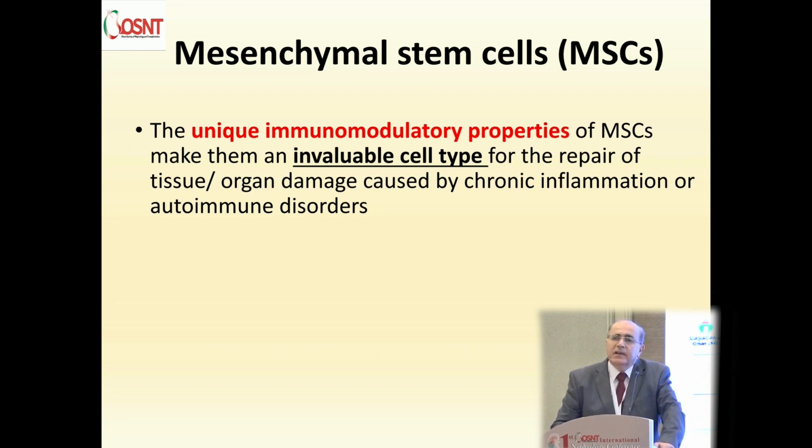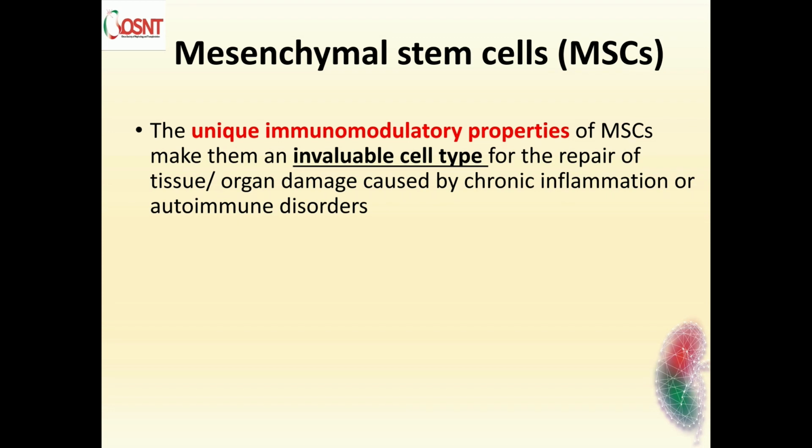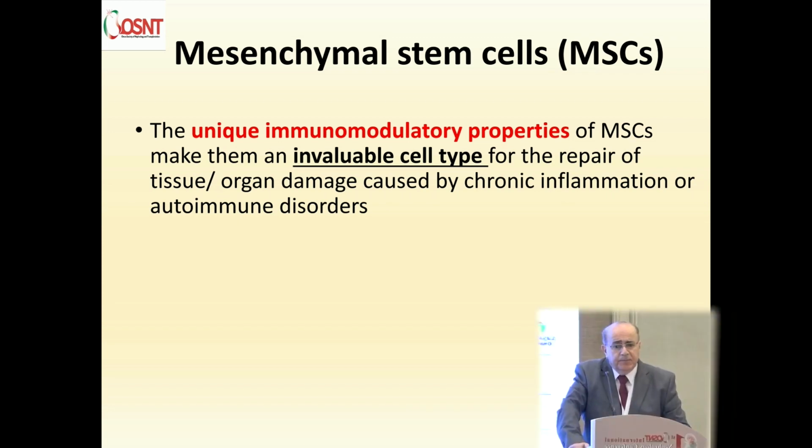Now, let's talk about mesenchymal stem cells. These are unique immunomodulatory cells. The unique properties of these cells make them an invaluable cell type. It's very important, especially with respect to the future of tissue engineering, for the repair of tissue and organ damage caused by chronic inflammation or autoimmune disease. So we have so many diseases caused by inflammation or autoimmunity, and most of these diseases can find a way to be solved by injecting these mesenchymal stem cells.